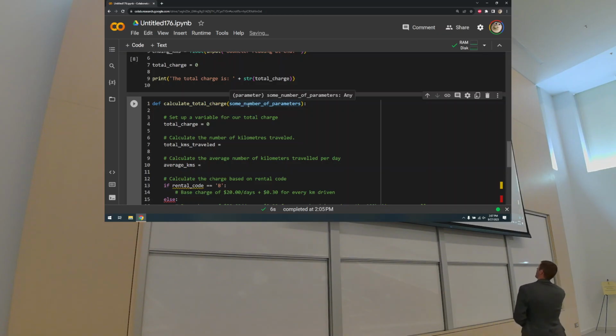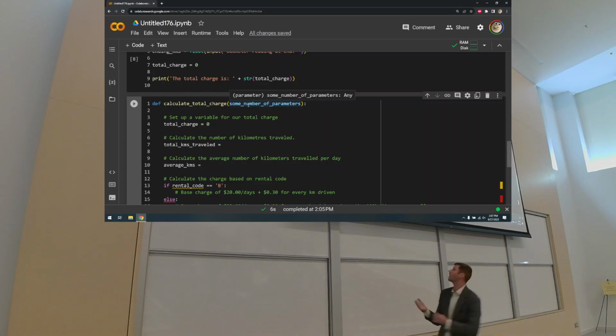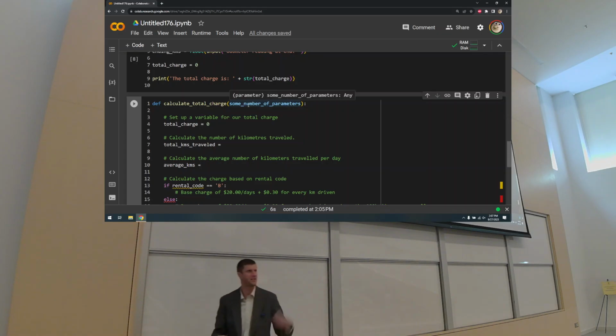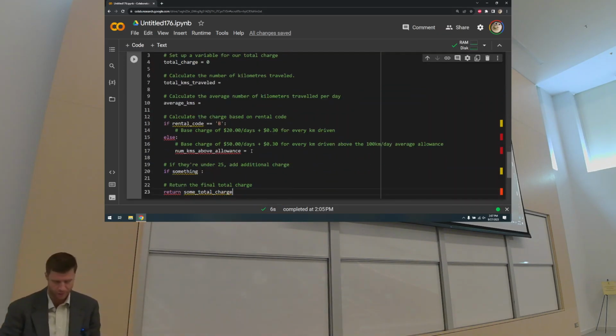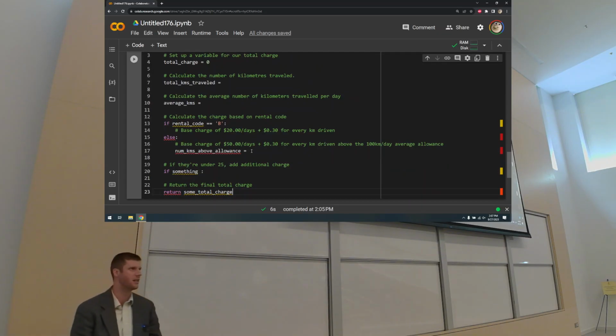Calculate the number of kilometers traveled. Calculate the average kilometers. And then if rental code is B, what does it say? Base charge of $20 a day plus 30 cents for every kilometer driven. This is just taken from the description of the problem. Else, we'll just assume if it's not B, it's D.